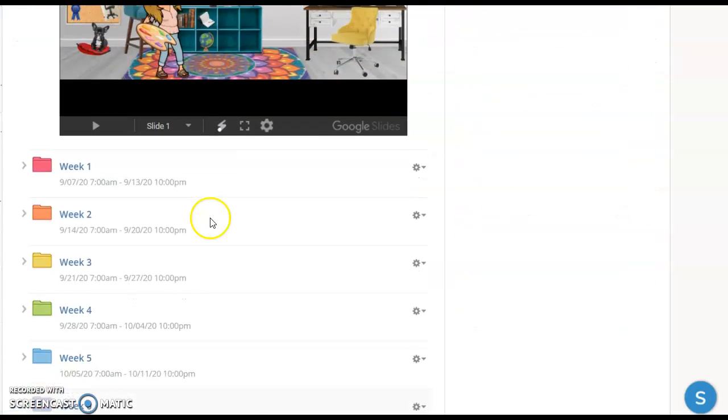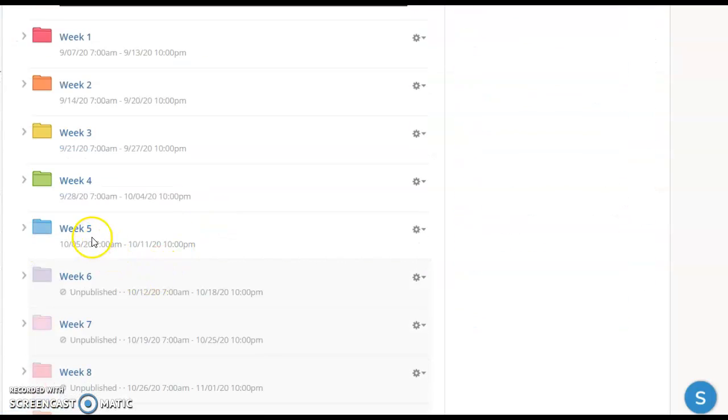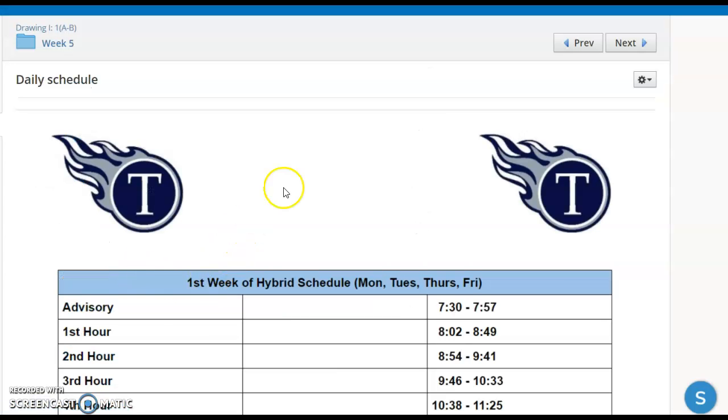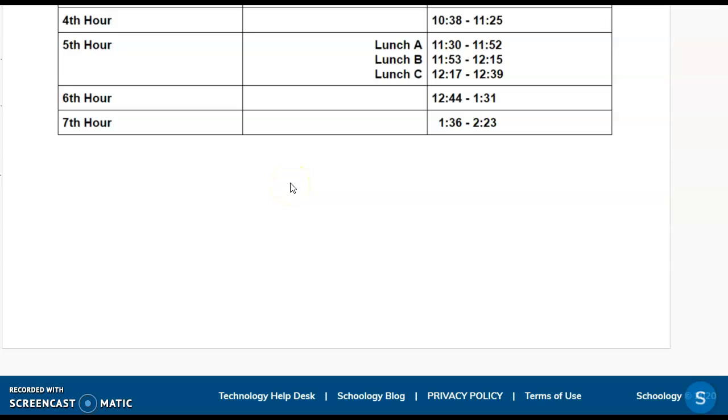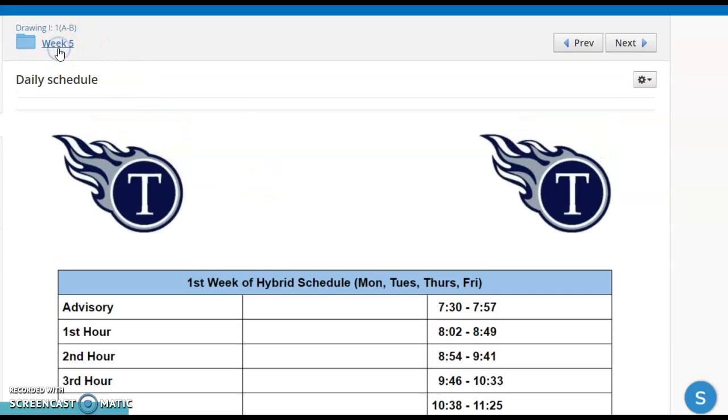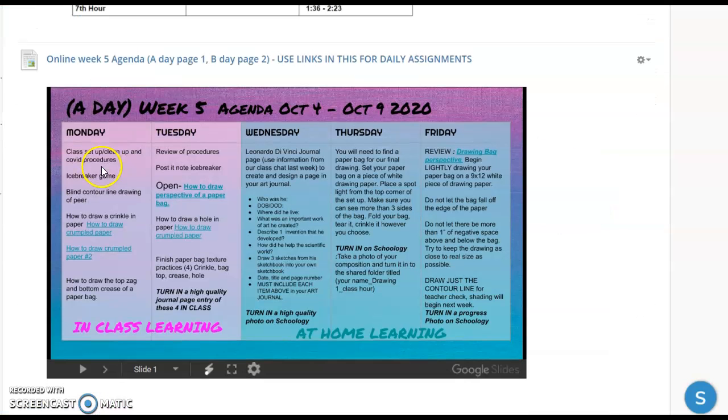When you go to your Schoology course, notice that you are still going to use the folders. The folders are a great way to stay organized, whether in class, out of class, or in the middle of both. Looking at the daily schedule, I did change the daily schedule. We're looking for the daily agenda right here.